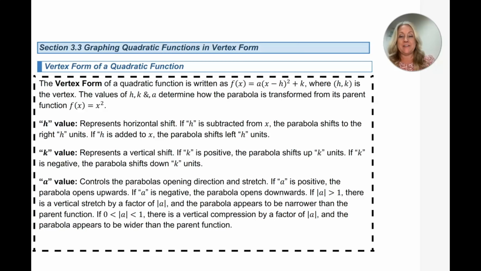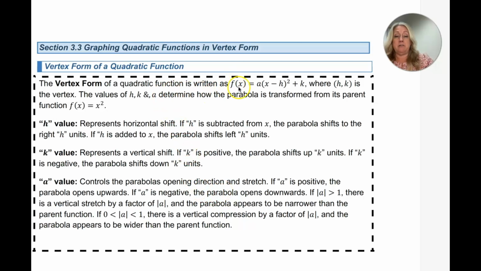Hello, we're continuing in section 3.3 where we're talking about quadratic functions in vertex form. Now you should have already completed the Desmos graphing activity below, and after you do that, there's things up here that I want to make sure that you understand what it's saying, because this is here to help you.